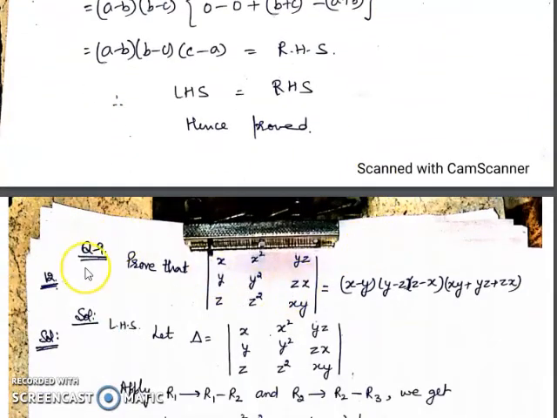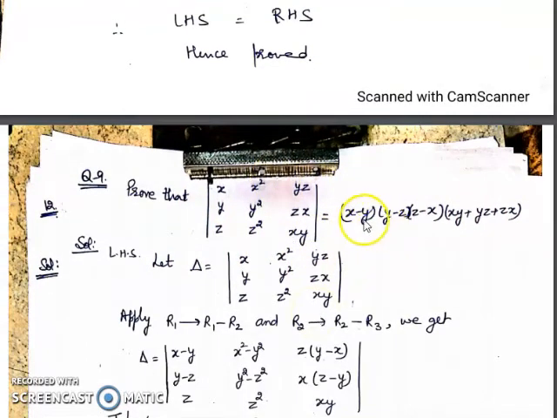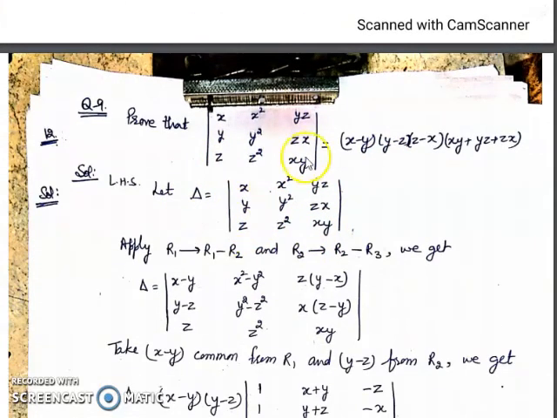Now come to question number 9. Prove that this determinant is equal to x minus y, y minus z, z minus x, xy plus yz plus zx. Here you see there is no 1, 1, 1. But keep in mind the right hand side. On the right hand side we have x minus y and y minus z. So always take the left hand side as the determinant delta. So x minus y means apply R1 minus R2.